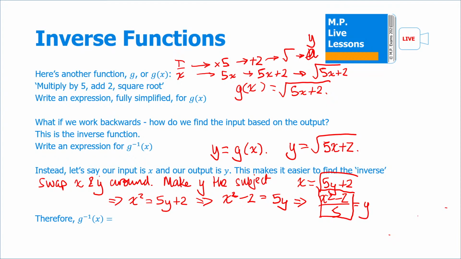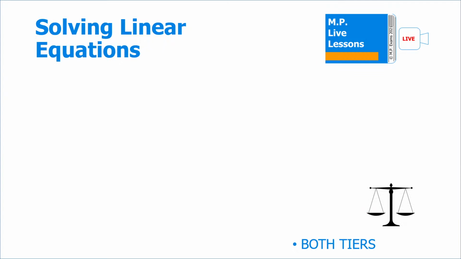So g minus 1 of x is x squared minus 2 over 5. Now, both tiers will need to know how to solve linear equations, so we follow these steps here.